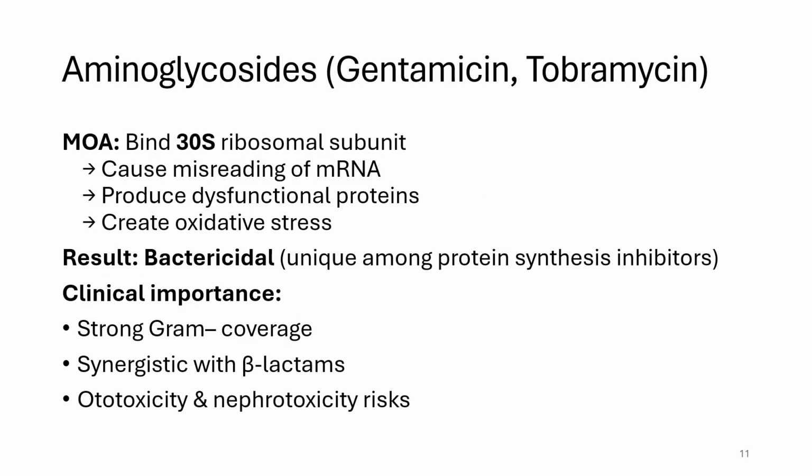Aminoglycosides, specifically gentamicin and tobramycin. Mechanism-wise, aminoglycosides bind the 30S ribosomal unit. This causes misreading of mRNA, which leads to the production of dysfunctional proteins. So these abnormal proteins disrupt the bacterial cell, and also generate oxidative stress, which contributes to cell death. So the result is aminoglycosides are bactericidal, which is unique because most of our protein synthesis inhibitors, as we said, are bacteriostatic.